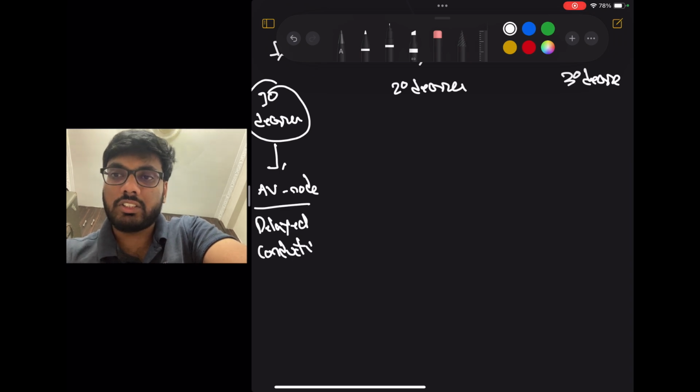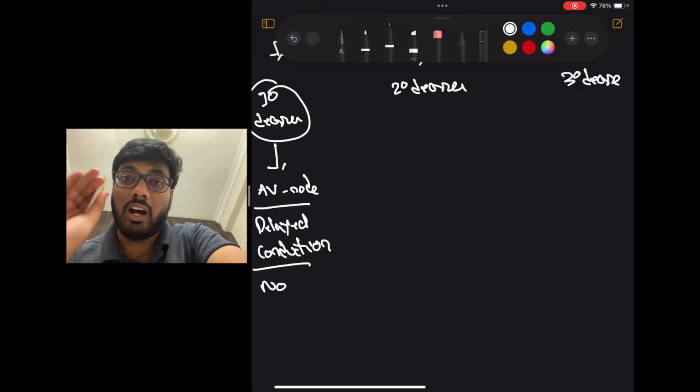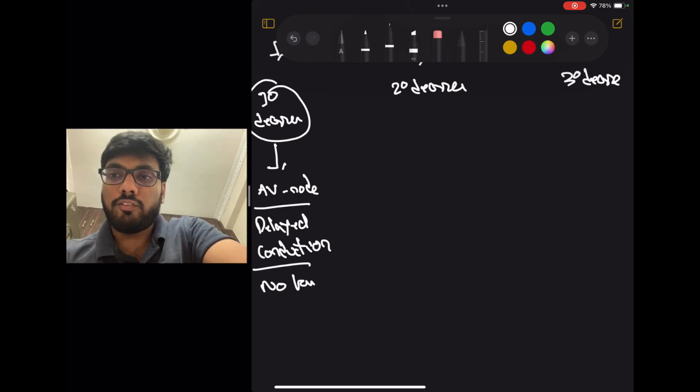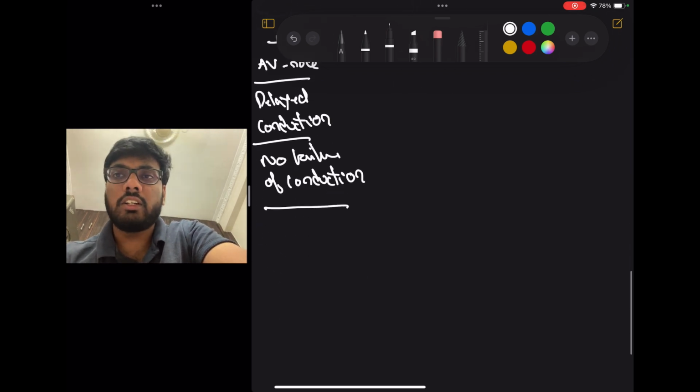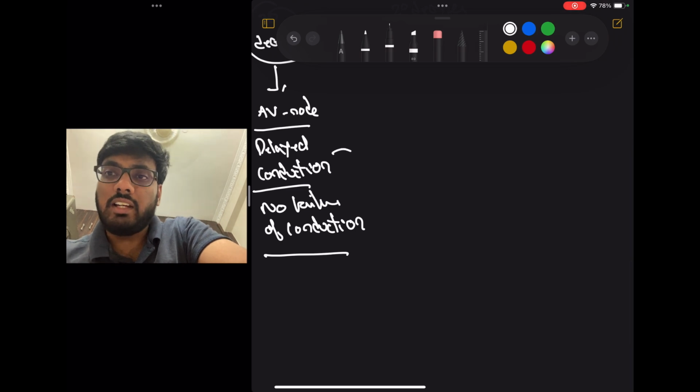There will be no failure of conduction. That means all the impulses reaching the AV node are conducted into the ventricular myocardium. There is no failure of conduction. Correct?